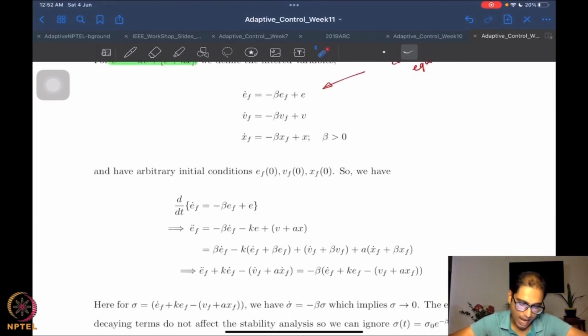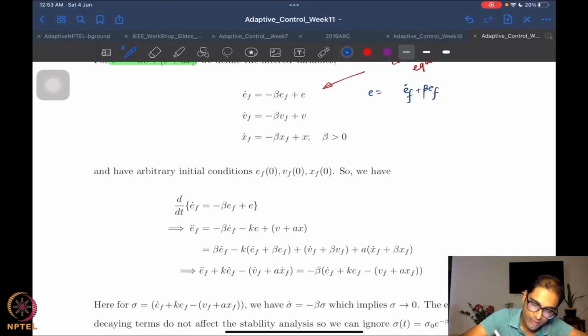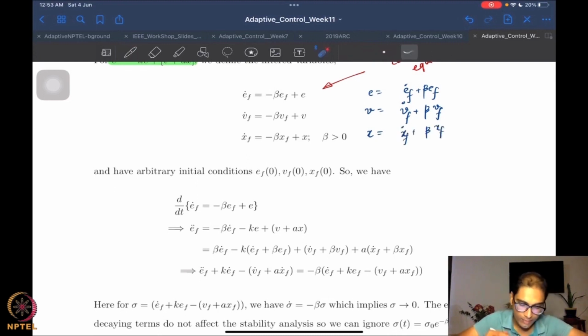So once I have these, I want to write everything in terms of the filtered quantities, right? So I want to write E in terms of filtered quantities, V in terms of filtered quantities, and X in terms of the filtered quantities, right? So what do I know? I know that E is EF dot plus beta EF, V is VF dot plus beta VF, and X is XF dot plus beta XF. And this is what we substitute here.